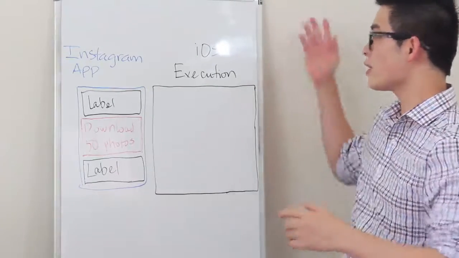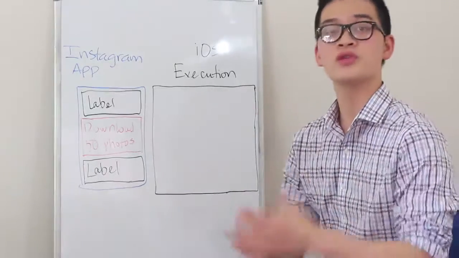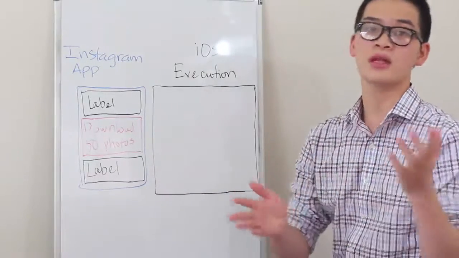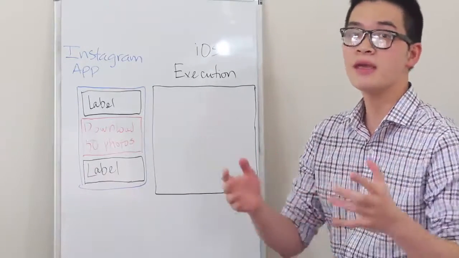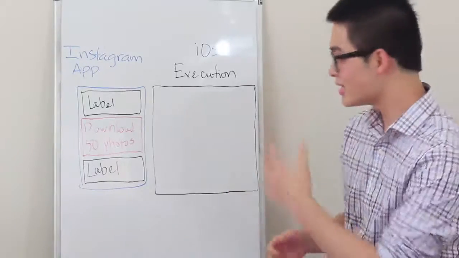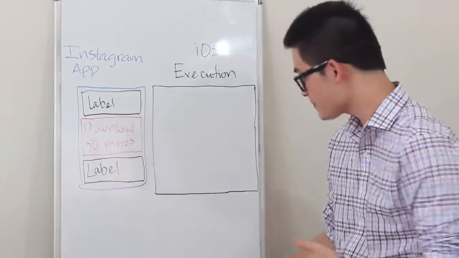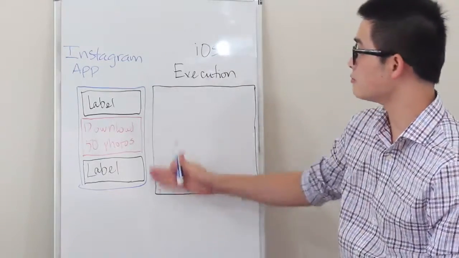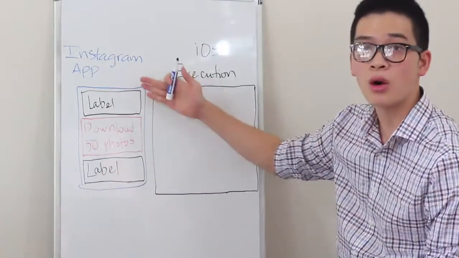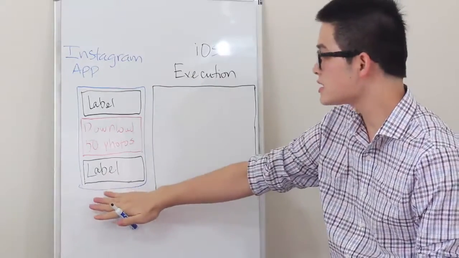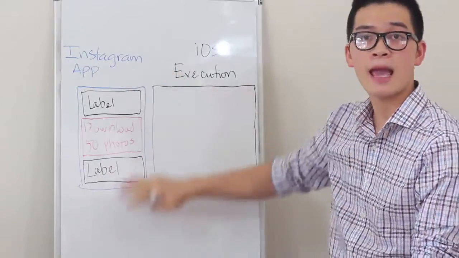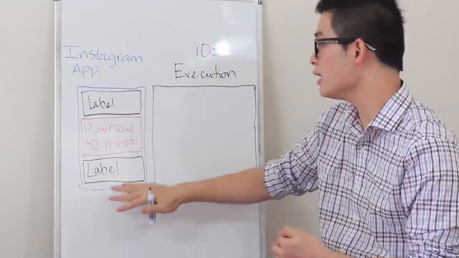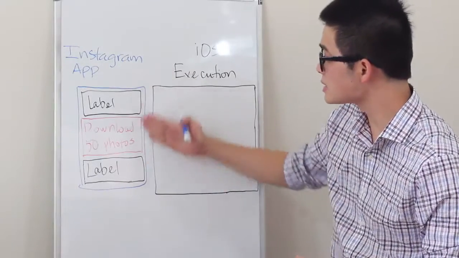Okay, so here we go. I have a little whiteboard up here to show you some of the stuff that we usually do in slides, but maybe I want to change it in this case to see how it works. You look at this little rectangle. It says the Instagram app, and let's pretend that this is inside the Instagram app.